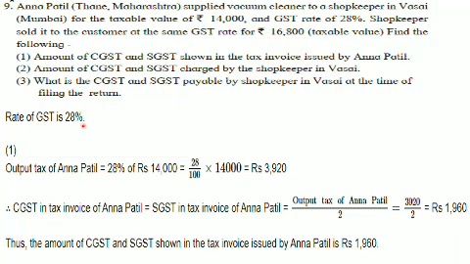So rate of GST is 28%. Output tax of Anna Patil. So it is 28% of taxable value, 14,000. Calculate it. 28% of 14,000. CGST in tax invoice of Anna Patil is same as SGST in tax invoice. So it is output tax divided by 2. Calculated, 1,960. So the amount of CGST and SGST shown in the tax invoice issued by Anna Patil is this much.